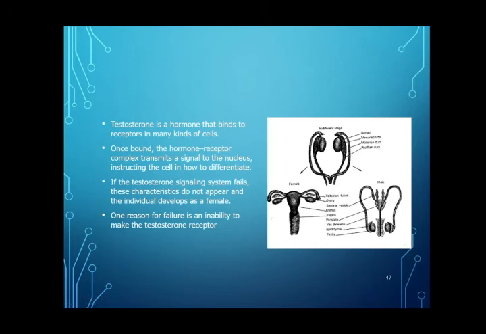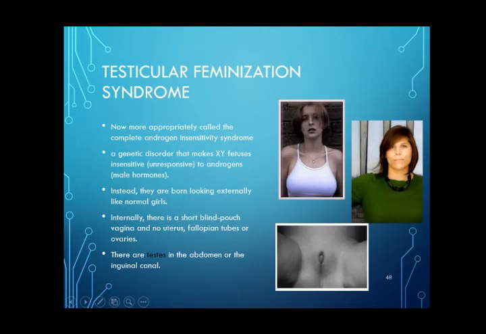Testosterone is a hormone that binds to receptors in many kinds of cells. Once bound, the hormone receptor complex transmits a signal to the nucleus instructing the cell in how to differentiate. If the testosterone signaling system fails, these characteristics do not appear and the individual develops as a female. One reason for the failure is an inability to make the testosterone receptor: testicular feminization syndrome, now more appropriately called complete AIS, androgen insensitivity syndrome.